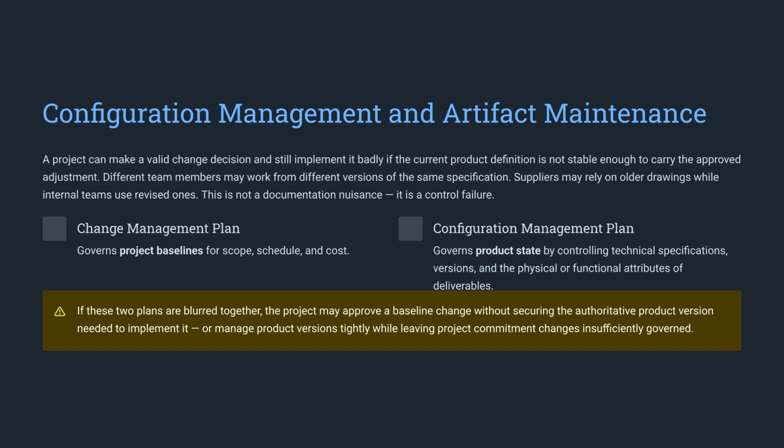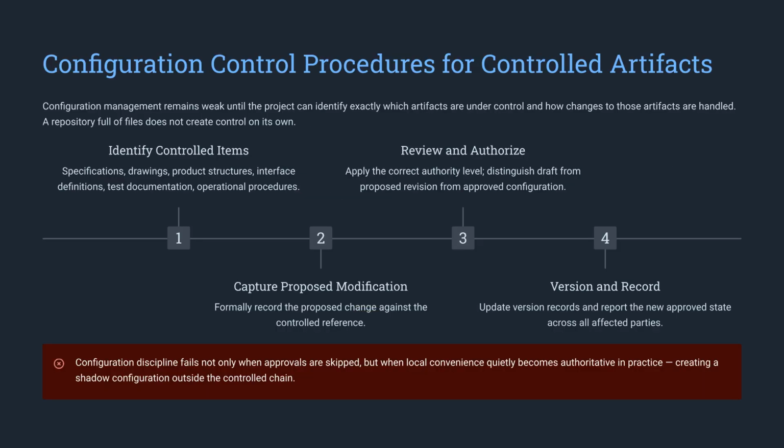Configuration management controls the product state, while change management governs project baselines. Blurring these lines leads to control failures, where baseline changes are approved without securing the corresponding technical product specifications. Effective configuration control involves identifying items, capturing modifications, reviewing authorizations, and maintaining version history. Discipline here is essential to prevent, quote, shadow configurations that exist outside the formal project records.